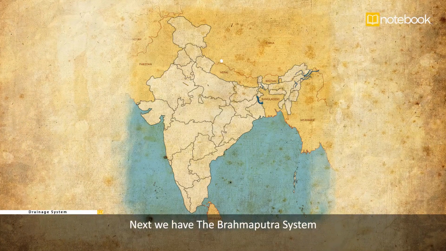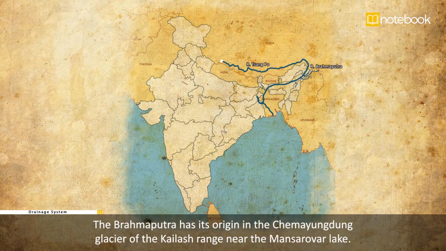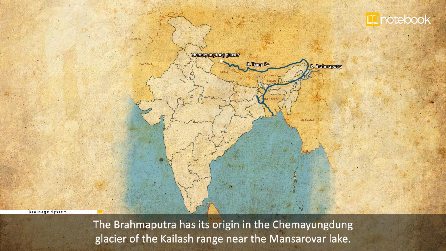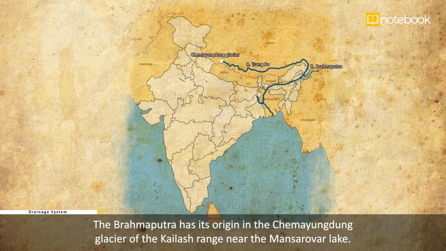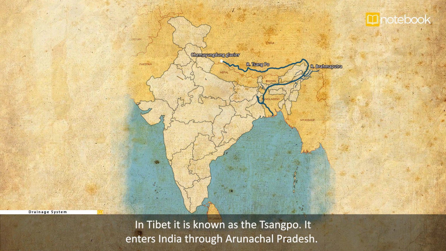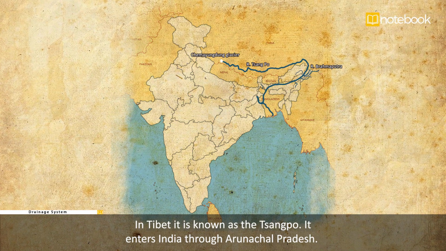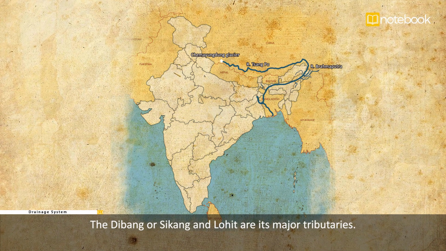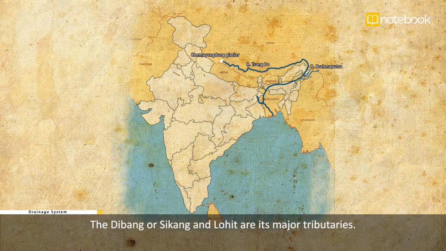Next we have the Brahmaputra system. The Brahmaputra has its origin in the Chemayungdung glacier of the Kailash range near the Mansarovar lake. In Tibet, it is known as the Tsangpo. It enters India through Arunachal Pradesh. The Dibang or Sikang and Lohit are its major tributaries.